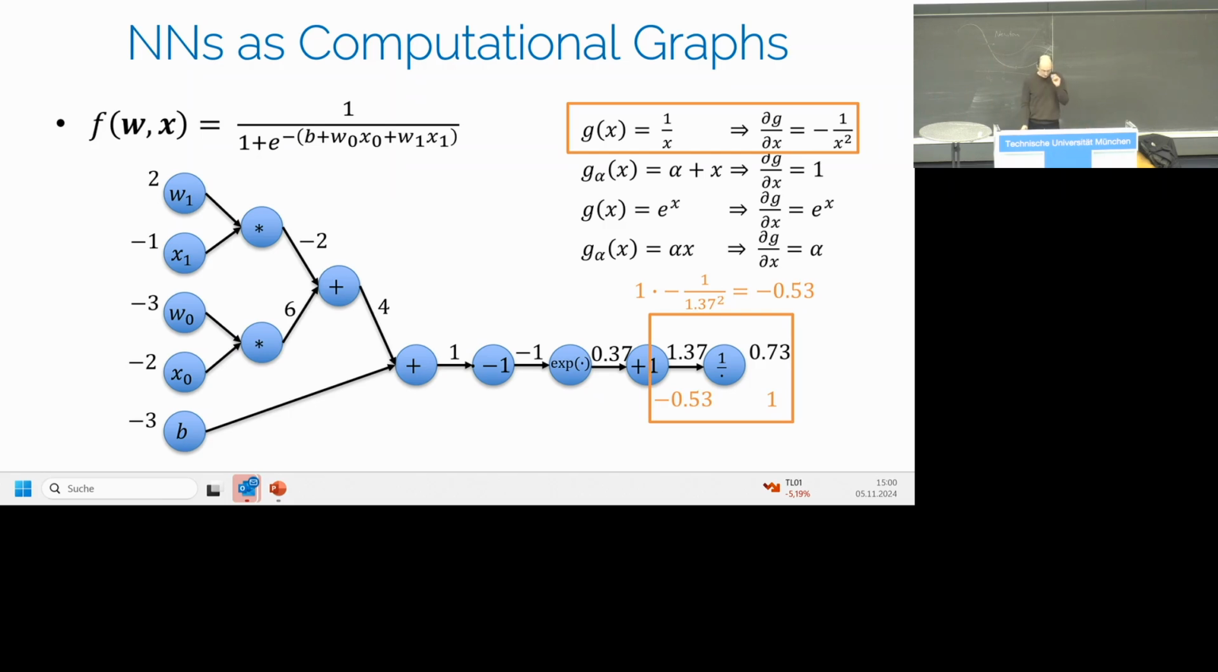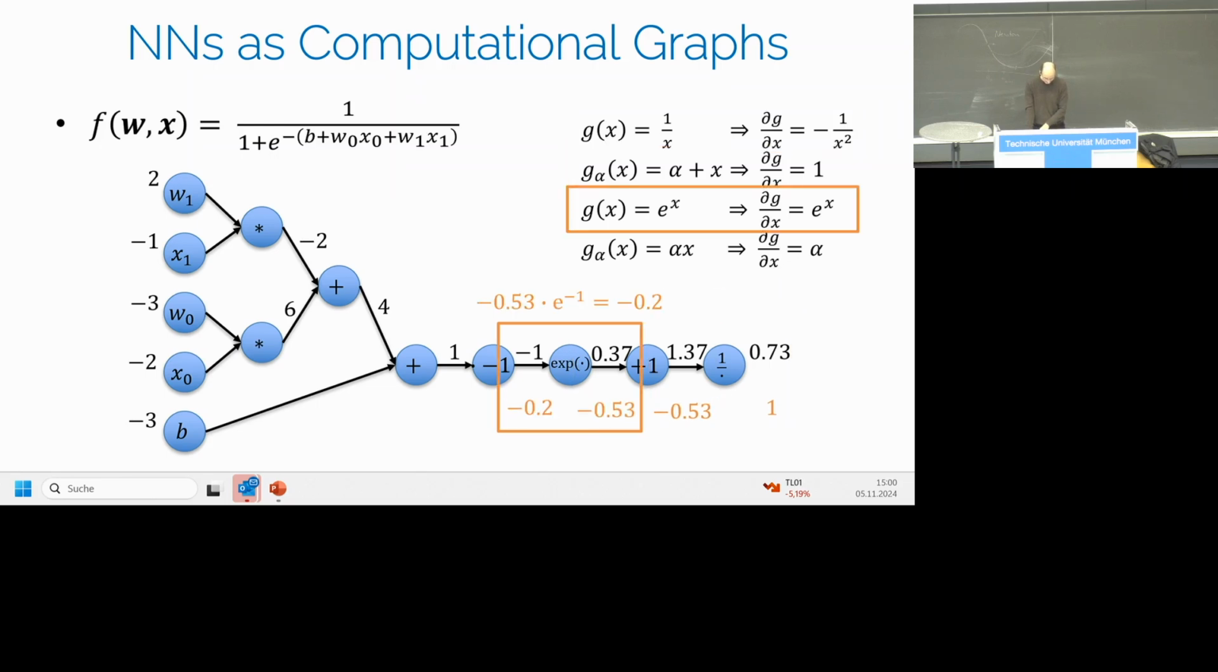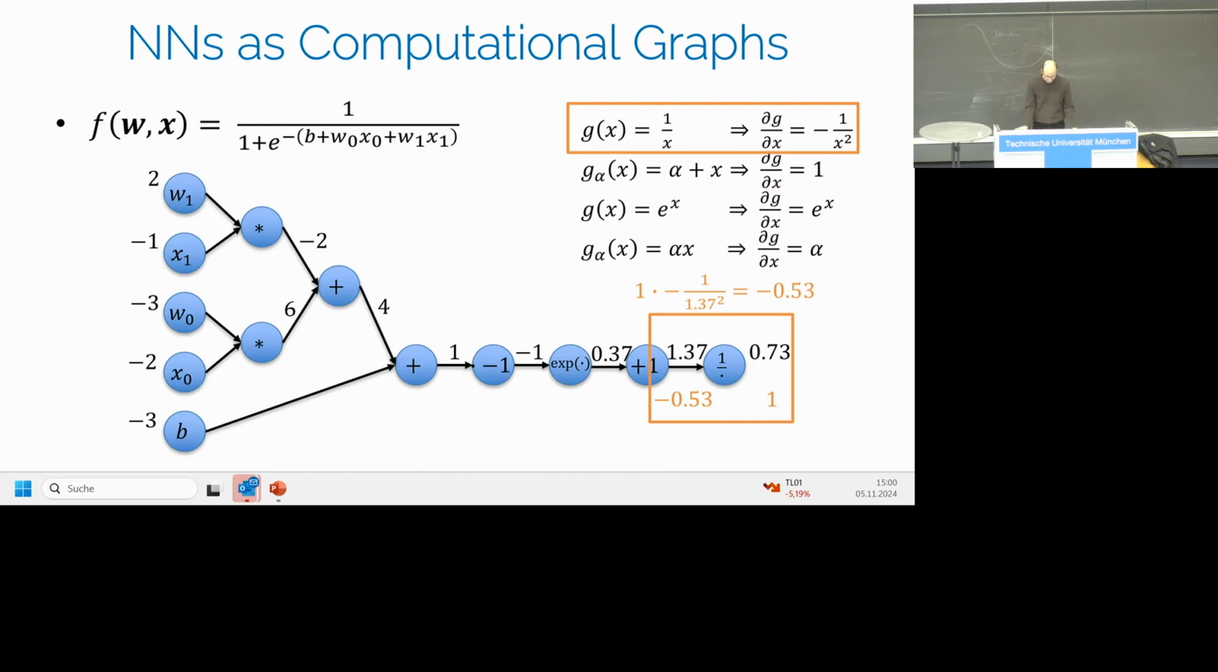And so again, you start with a 1 on the right, the derivative of the output f with respect to itself is 1, and then you propagate this in, right? So here, for example, in the first step, you take this 1 times the derivative here. So this is dg by dx, evaluated at x, and here x is 1.73. That was the x here, right?